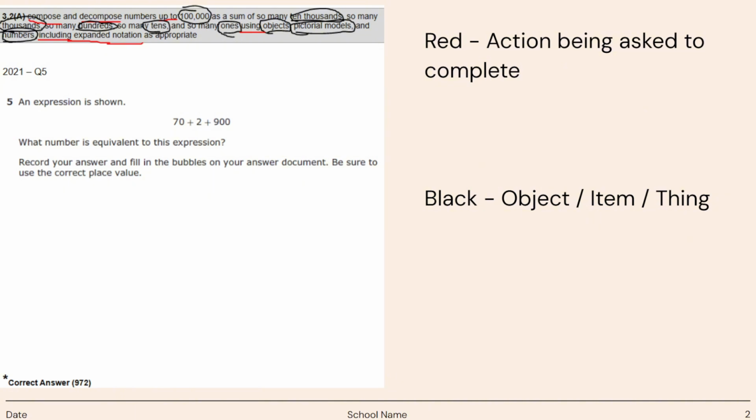An expression is shown: 70 plus 2 plus 900. One number is equivalent to this expression. It is so simple, yet notice how long the standard is, because the standard wants to encapsulate everything of what this question is or what this question can be written to be. So that's why the standards are written out in that way. You see right here that the hundreds, the tens, and the thousands are there. You're also incorporating things such as the notations and whatnot.